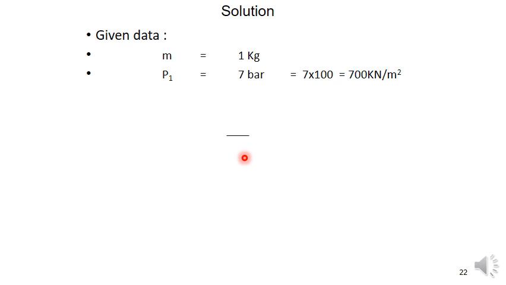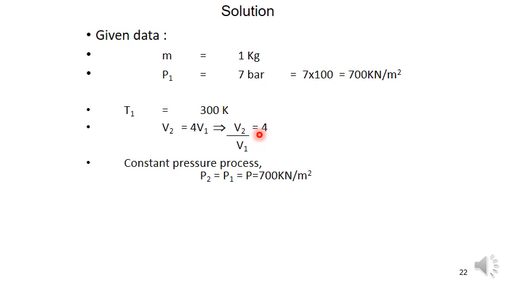P1 is equal to 700 kilonewton per meter square. Temperature T1 is equal to 300 Kelvin. They have also given the condition V2 is equal to 4 times V1, so I am writing V2 by V1 is equal to 4. At constant pressure, we all know that P1 is equal to P2.